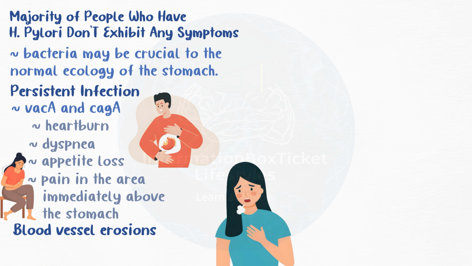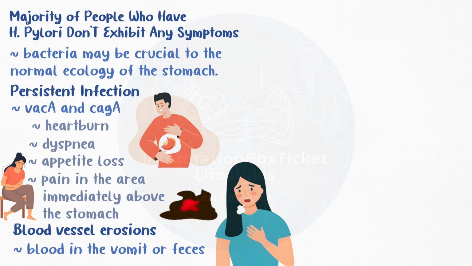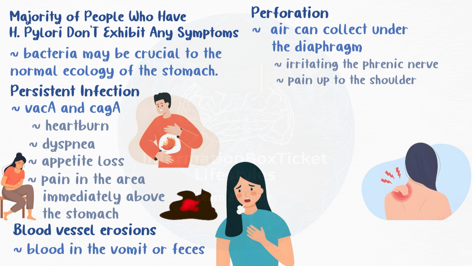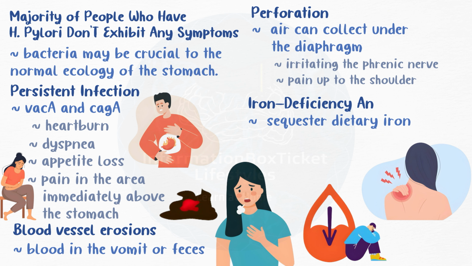Blood vessel erosions caused by ulcers can result in bleeding, blood in the vomit or feces, and sudden shock if an artery close by is damaged. If a perforation occurs, air can collect under the diaphragm, irritating the phrenic nerve and sending referred pain up to the shoulder. Finally, it is believed that bacteria in chronic infections physically sequester dietary iron, devouring it before you can reach it, which can result in iron deficiency anemia.